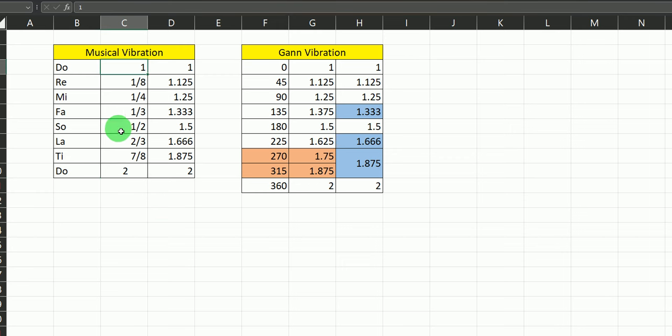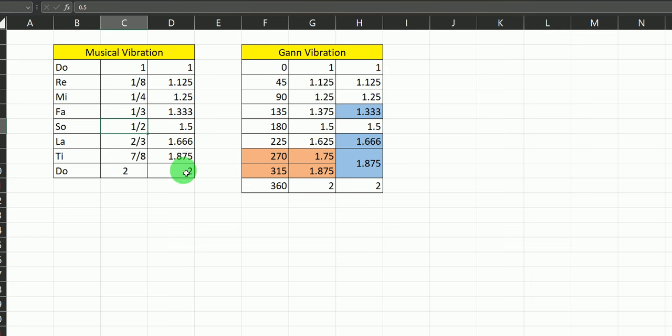In this 1 to 2, they divide it into 7 parts. Do to re is 1 by 8, the scale value. Do to mi is 1 by 4. Do to fa is 1 by 3. Do to sol is 1 by 2. Do to la is 2 by 3. Do to ti is 7 by 8. Do to do is 2. I have given the factor as a decimal value: 1.125, 1.25, 1.333, 1.5, 1.666, 1.875, and finally 2. These are the musical vibration numbers.